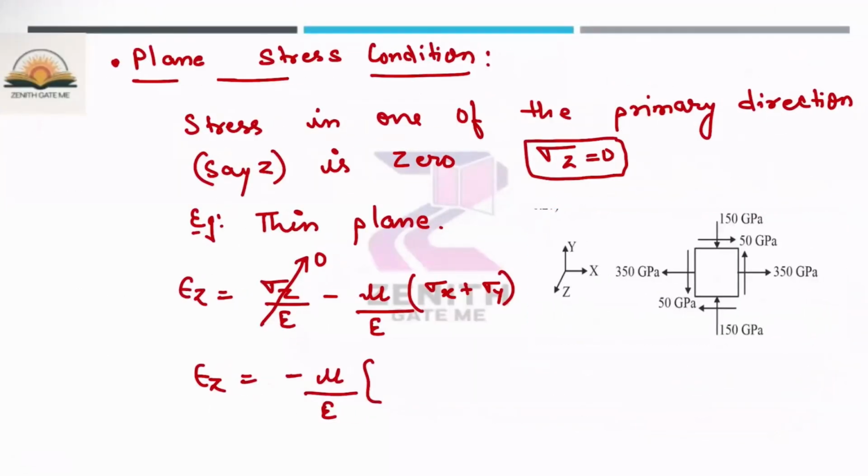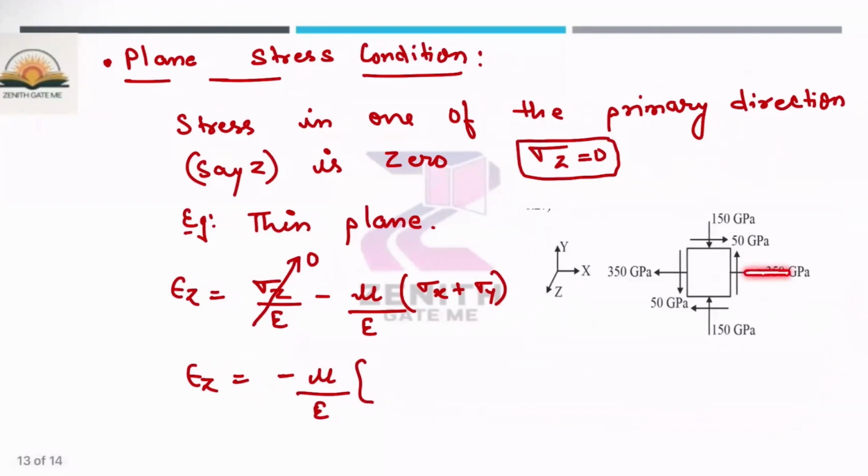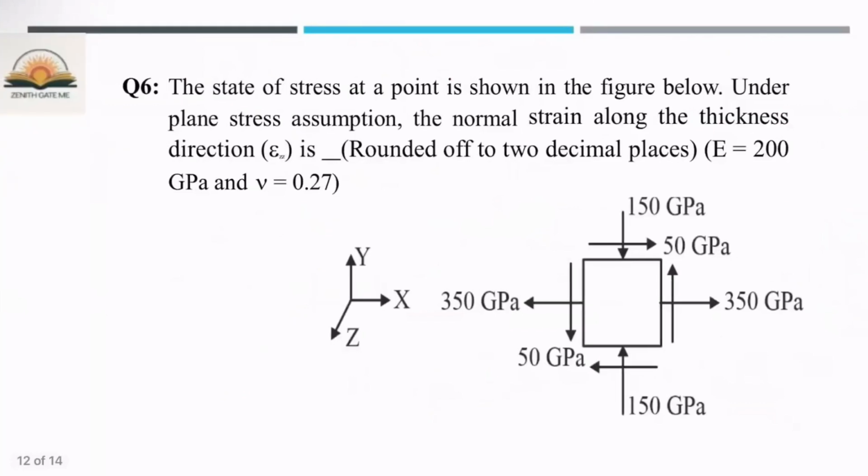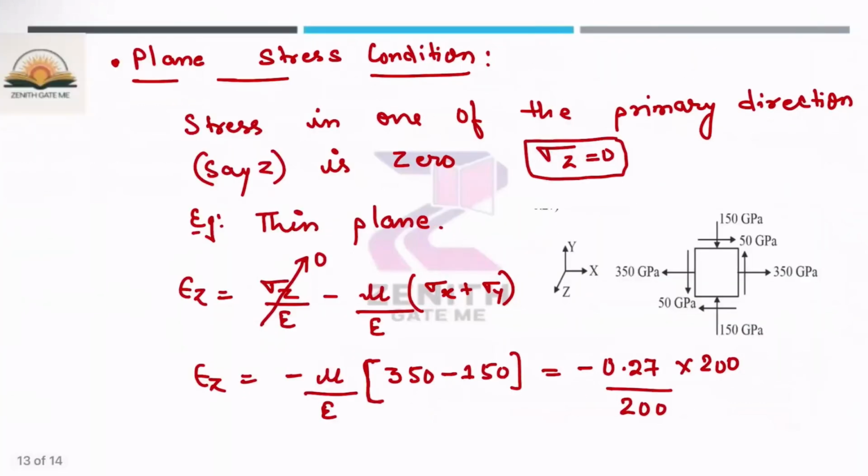What is the sigma x? Sigma x is 350 gigapascal and sigma y is minus 150. Okay, so please take the sign also. So 350 minus of 150. So this is nothing but minus of mu value. It is given as 0.27 and this is 200. So this value will be Young's modulus is also given as 200 gigapascal. Now you can see here E and mu value is given 200 and mu value 0.27.